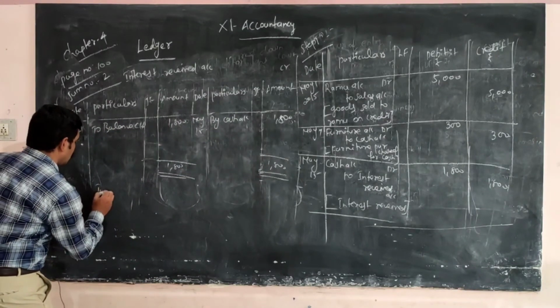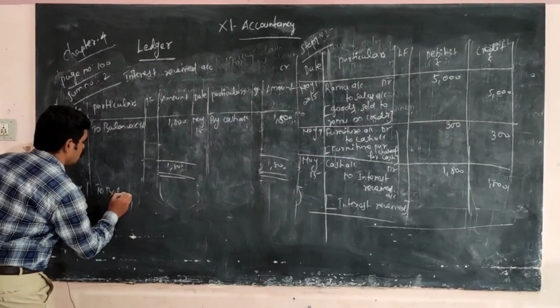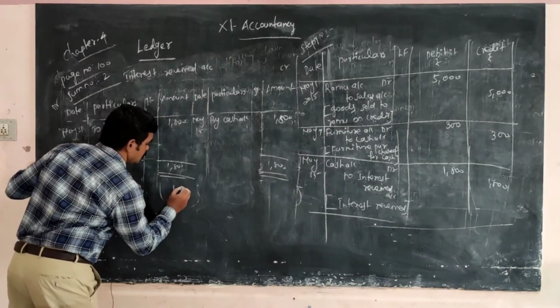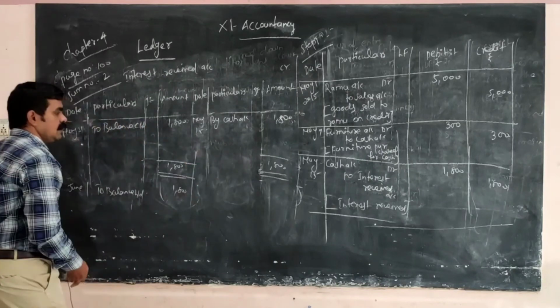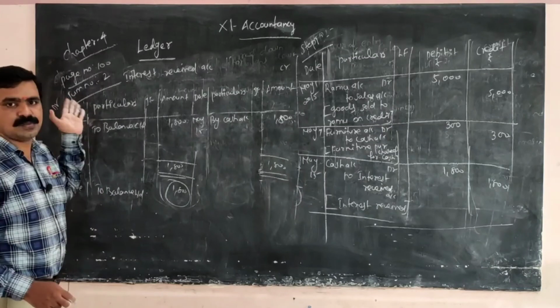Okay, here to June 1 to balance brought down, amount is 1800. Okay, so this is the last one. So the sum is over.